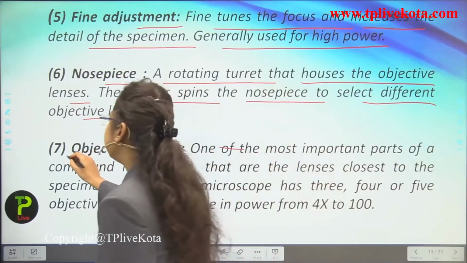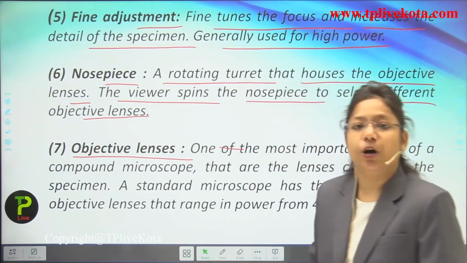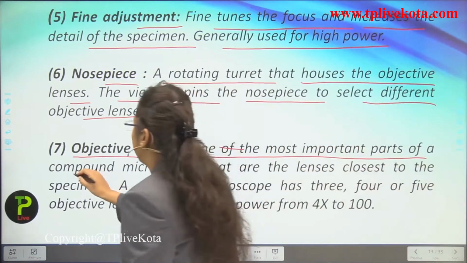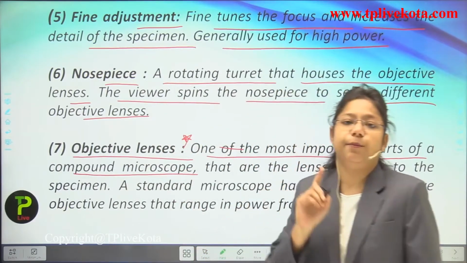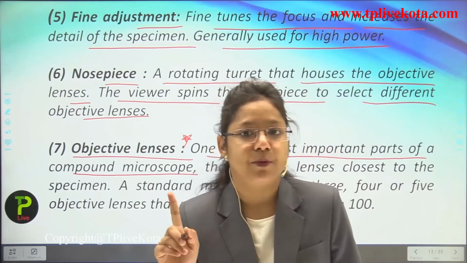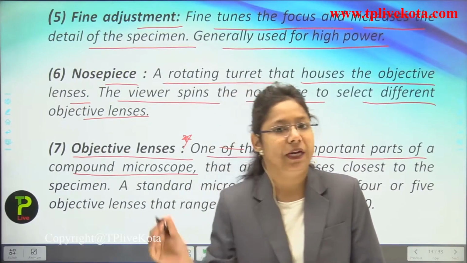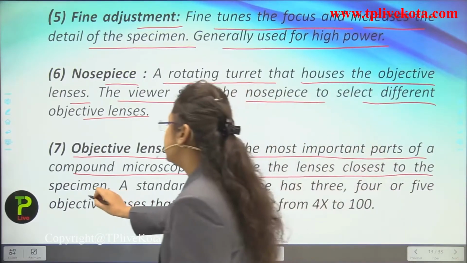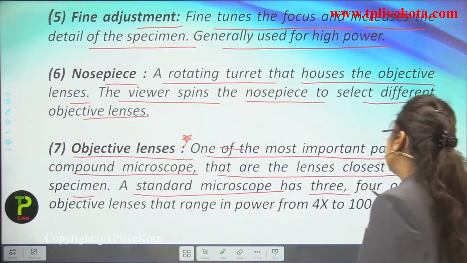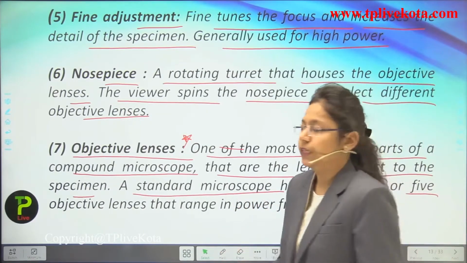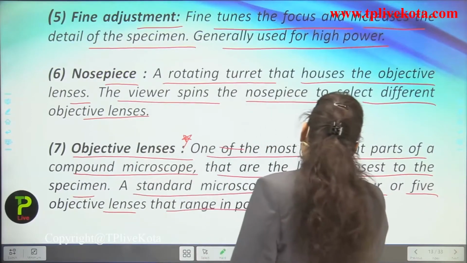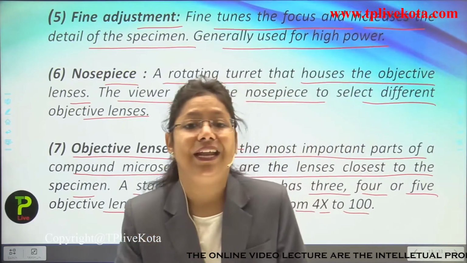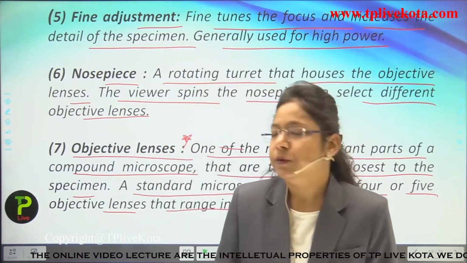Now the seventh is the objective lenses. What are the objective lenses which are put in the microscope? They are one of the most important parts of a compound microscope. Remember this, students, this is the most important part. If the lenses are not in the proper way or not adjusted properly, you cannot see the specimen clearly. They are the lenses closest to the specimen. A standard microscope has 3, 4 or 5 objective lenses that can range in power from 4x to 100x. So you can see that this is a very important part of the microscope.